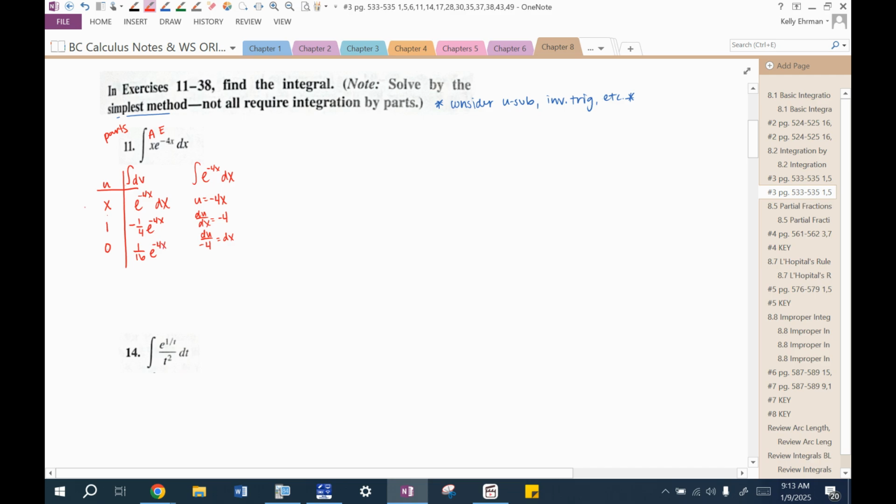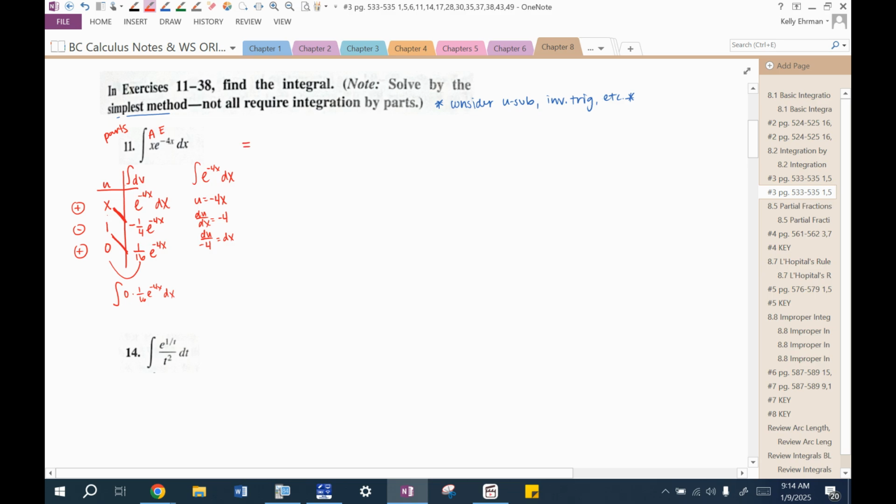Okay, and then the tabular method is always set up like this. Next to the first row here, you have a positive, and then a negative, and then a positive. The u gets multiplied by the v, because remember the formula is u times v, minus, and then we multiply this, and then we loop this around. This is technically the integral of 0 times 1/16 e to the negative 4x dx, but that's going to be 0. So that's why this is nice, because it gets us straight to the answer.